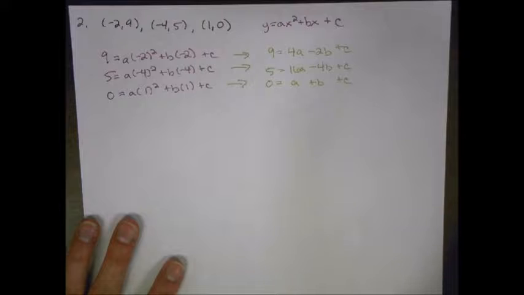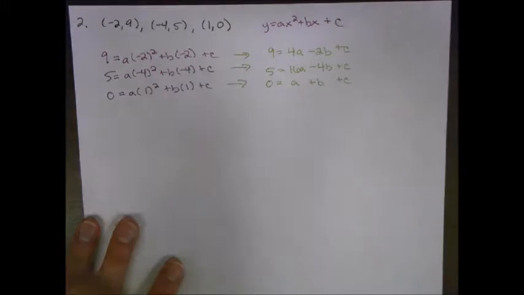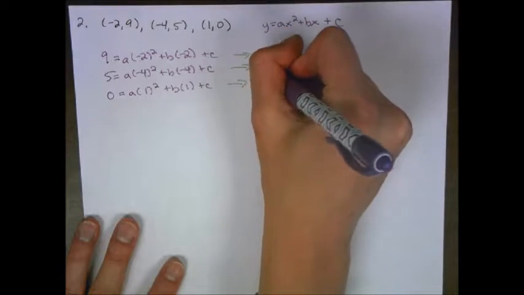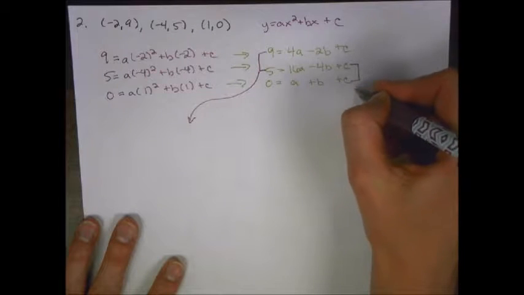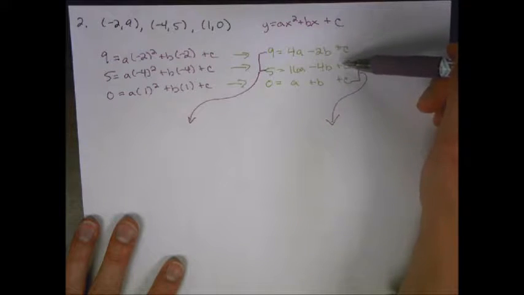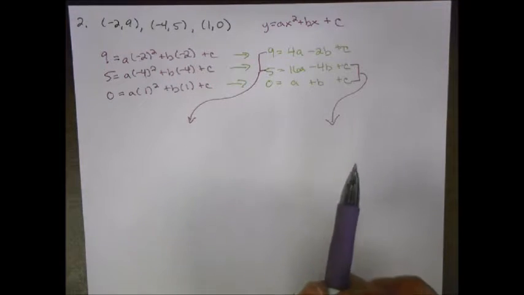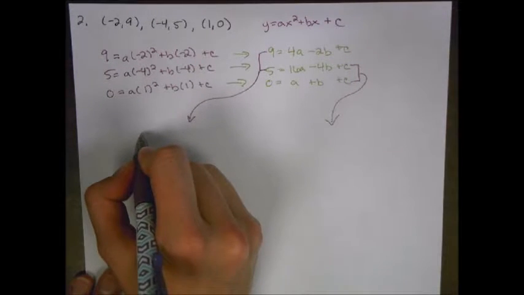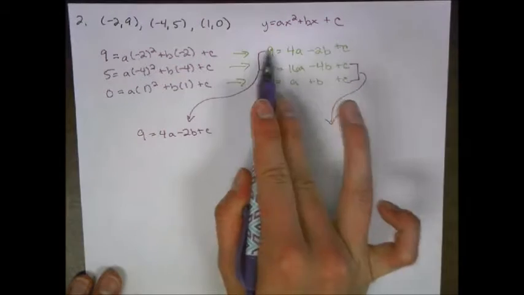So how do we do that? We're going to pick 2 and eliminate a variable, and then we're going to pick another 2 and eliminate the next variable. So I'm going to pick my first 2 and eliminate C, and I'm going to pick my next 2 and eliminate C. Now to eliminate C, I notice both of these are positive. So if I just make one of them negative, we should be good. So I'm going to have 9 equals 4a minus 2b plus c. Notice I kept that one the same.